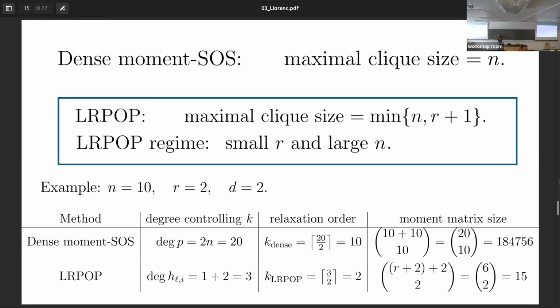Okay, so how does it compare, like in size? So for the dense method, we would have a clique size, which is equivalent to the number of variables, because all the variables talk to each other and are fully coupled. But with our method, the maximal clique size will be the minimum between the number of variables and the rank of the polynomial plus 1.